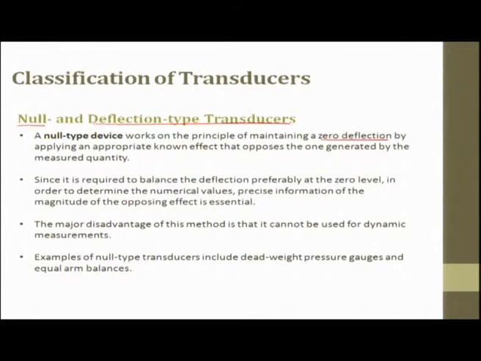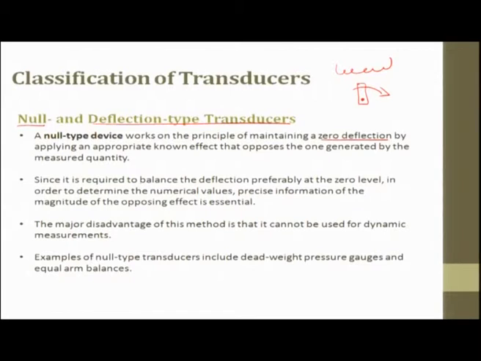A null type device works on the principle of maintaining a 0. So, for example, there is a pointer. So, this pointer, while keeping it in front of some device, what happens? It tries to deflect, okay. Now, I try to apply force and re-bring it to the center position and find out what force I have applied to re-bring it to the central position, and then this I convert into a known quantity. A null type device works on the principle of maintaining a zero deflection by applying an appropriate known effect that opposes the one generated by the measured quantity.